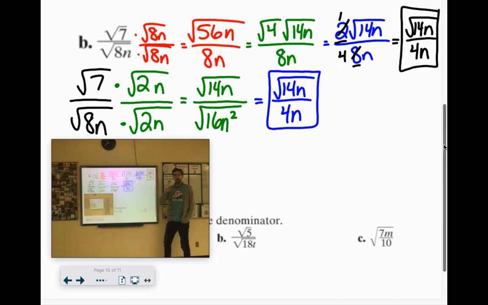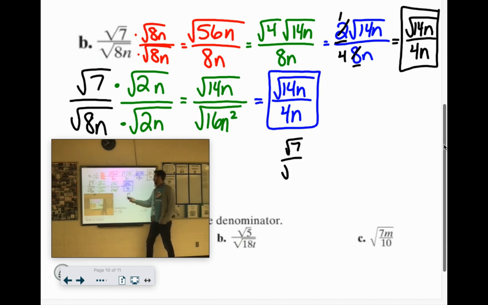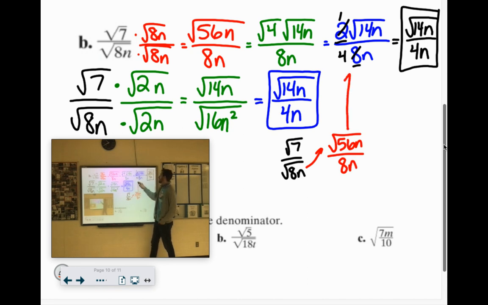And then let me show you a third way that you can do it. So the root 7 over root 8n. Now what I told you earlier, like the pattern you'll see, is you can always just bring the root up to the top. So it'd be like root 7 times root 8n, which is root 56n. And then the denominator, the radical just goes away, becomes 8n. And then you are essentially at this step from the first one. So 3 options for you.